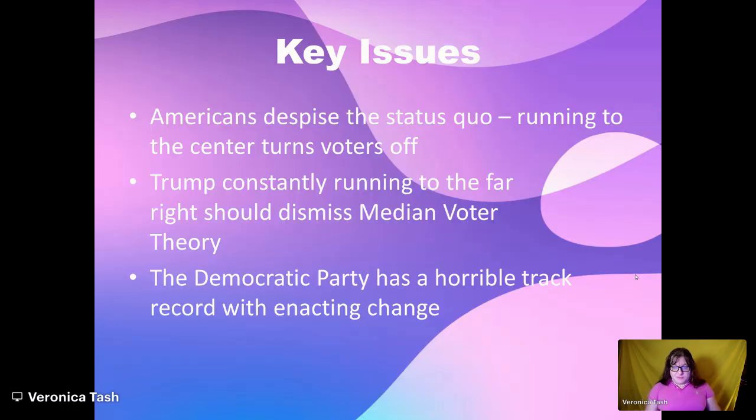So there are some key issues that you want to take away from here. First is that Americans despise the status quo. I'm going to show you that in a moment. But running to the center turns voters off. If you're saying you're not going to change anything, that's a very strong position on that change versus no change axis. And America very much right now is pro-change. We want you to do something different because the status quo does not work.